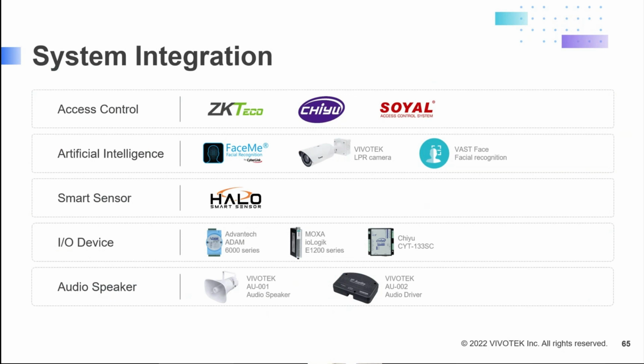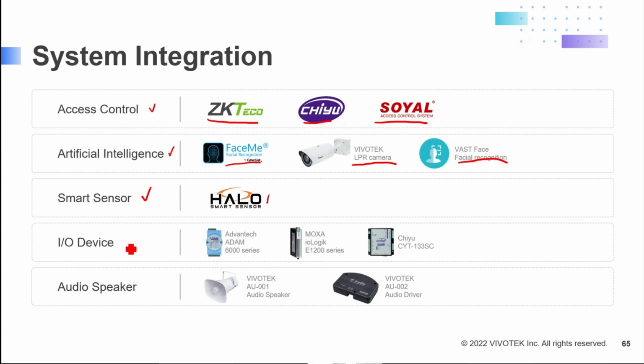Now, in terms of the VAS2 integrations, you can get a couple of types of information from other systems. First one is access control. So ZKTeco, Suprema, and Soyal, you can get the access control information and display that on VAS2. Second type is artificial intelligence. So there's FaceMe from CyberLink, a facial recognition software. And it's also integrated with our own LPR camera and our own facial recognition software in-house. With smart sensors, there's Halo, an American company.